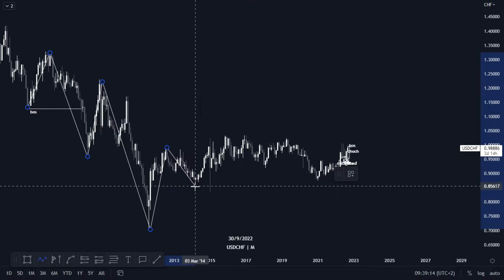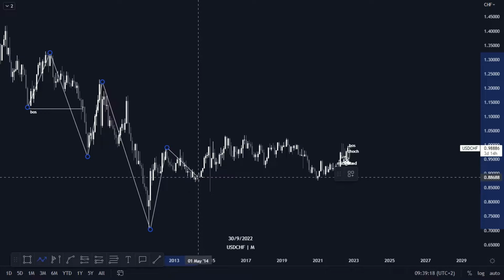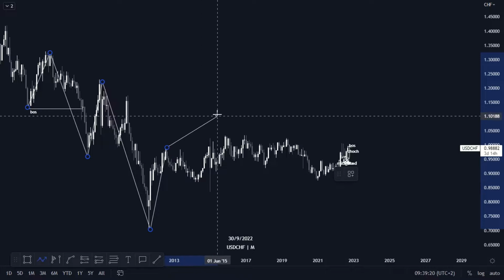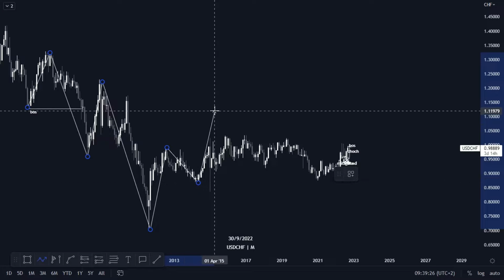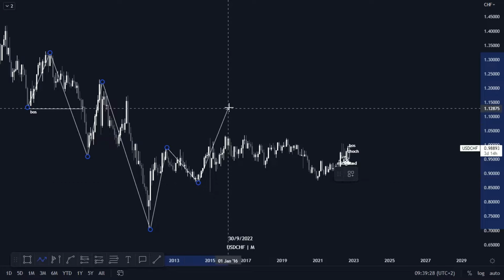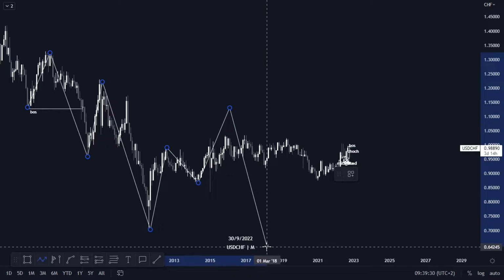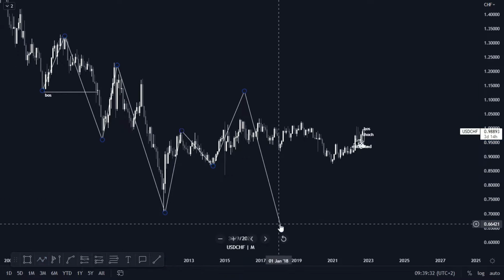Now you can see that USD CHF is currently on a correctional phase to respect our high. So now we will be expecting something like this: USD CHF respecting this high here and pushing to the downside.